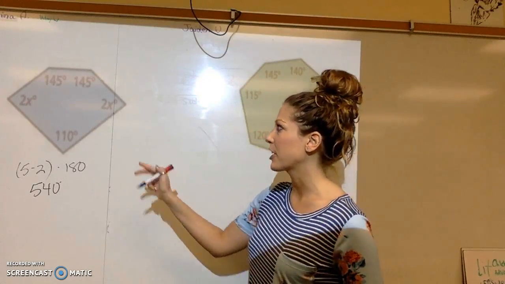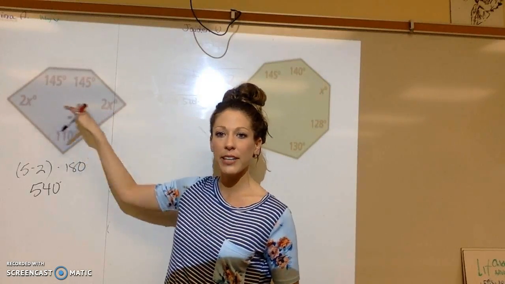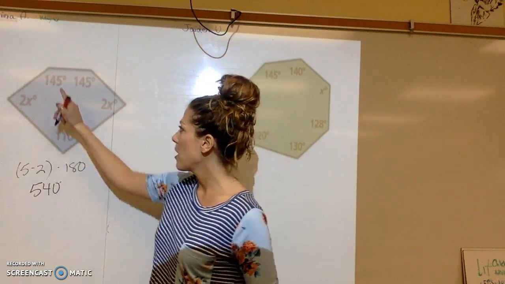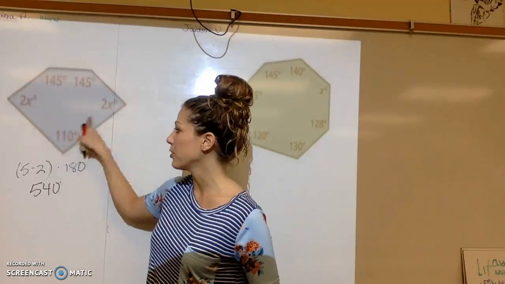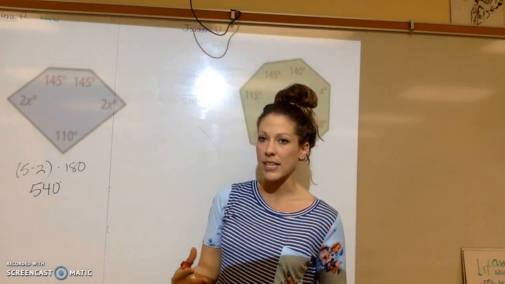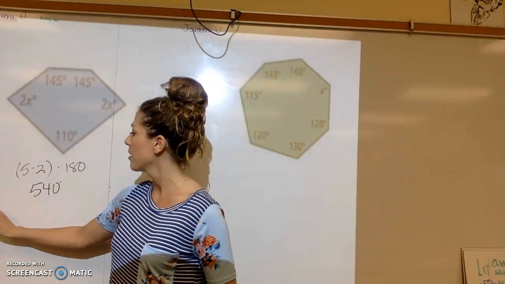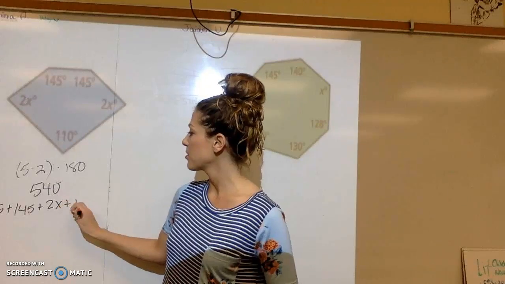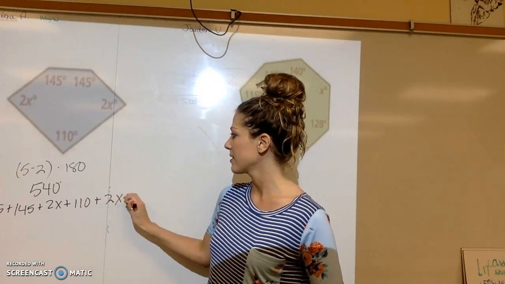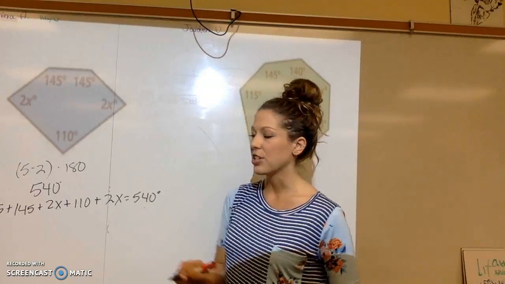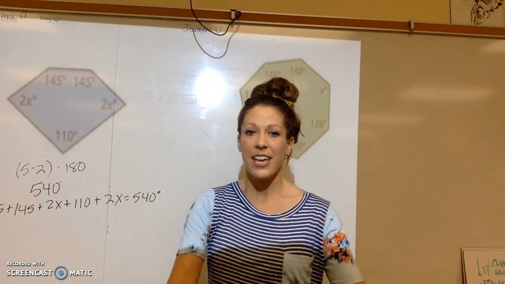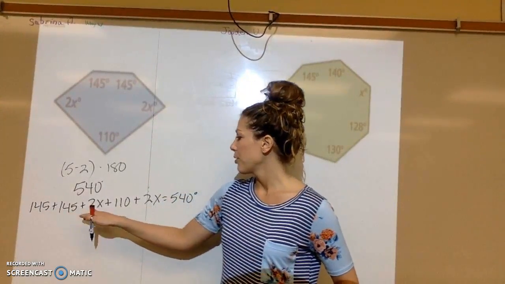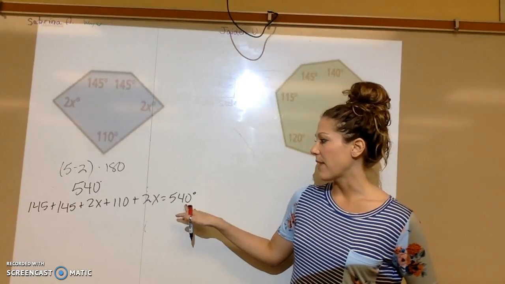Now this one is actually a little bit trickier because we're not just looking for one missing angle, we're looking for this missing x. So let's go ahead and set up our equation. If we add up these 5 angles, we know it equals 540. So let's set that up as an equation. So we have 145 plus 145 plus 2x plus 110 plus 2x equals 540 degrees. So that's what it would look like as an equation. If you add up 1, 2, 3, 4, 5 angles, it's going to be 540 degrees.